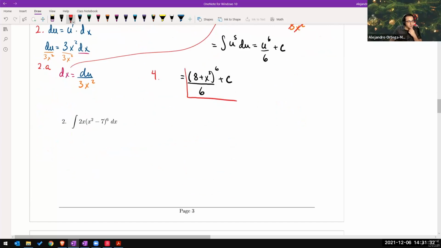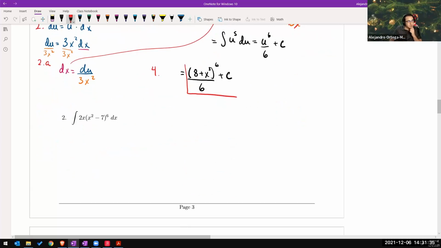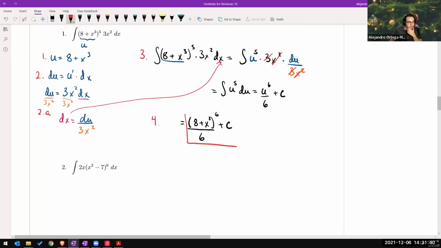Okay. All right, so let's take a look at this next one. Somewhat similar problem. We have the integral of 2x times (x squared minus 7) raised to the 6th. And I'll let you guys get a head start for this one. So what's going to be the u that would probably work in this problem? What's going to be the du? And what is going to be the dx?